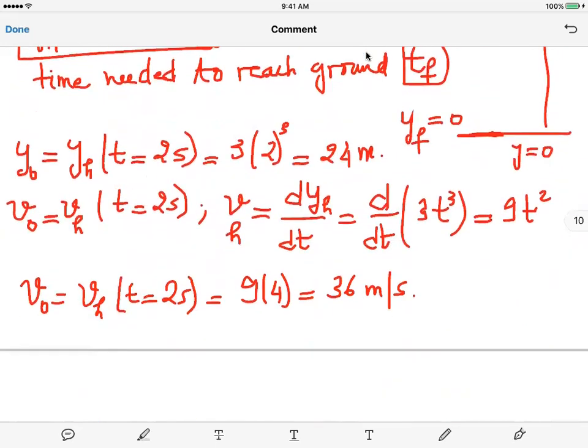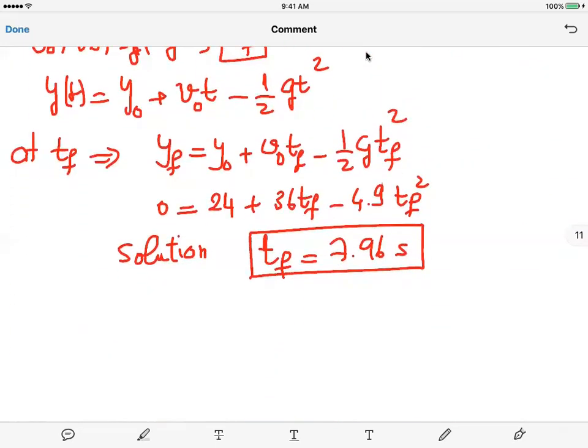Note also that the time, of course, is positive. As we have explained in the class, time is a scalar quantity. So it's a number. If it's negative, it means that it's unphysical.